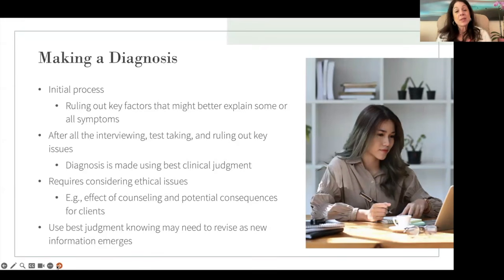And also considering the ethical issues and consequences of what a diagnosis might mean. For example, in certain military contexts, a diagnosis of depression will affect what types of roles you get assigned to. And so being aware of that is always very important. And you always generally want to start with the least restrictive diagnosis, the least severe.